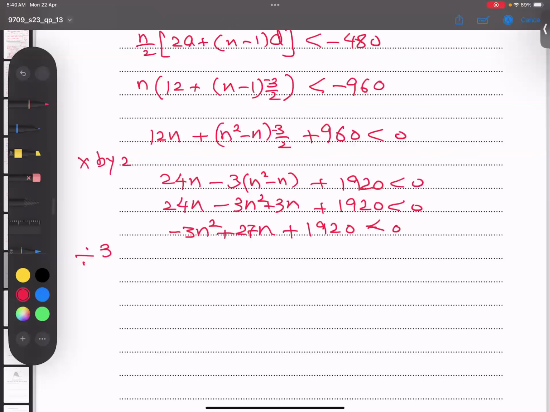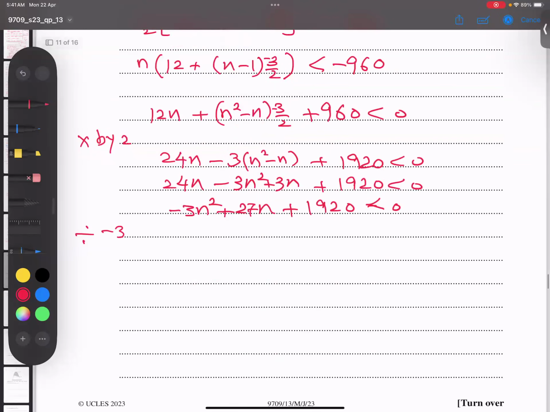Now, student, not divide by 3, divide by -3. And student, when you divide by -3, what happens, students? I get n squared, negative 9n, and negative 640, but the inequality will change. Now, you're surprised to know why.